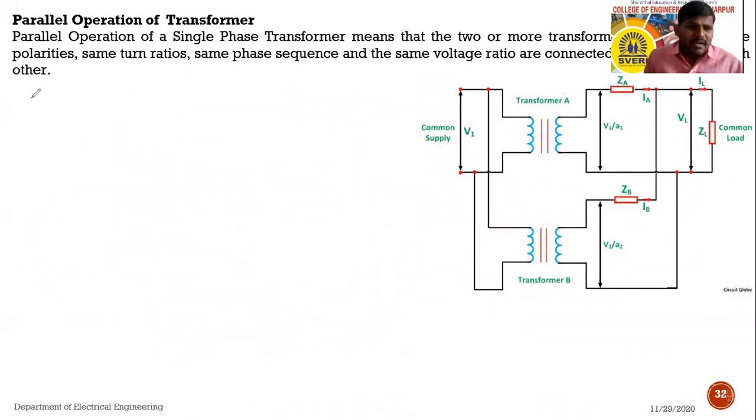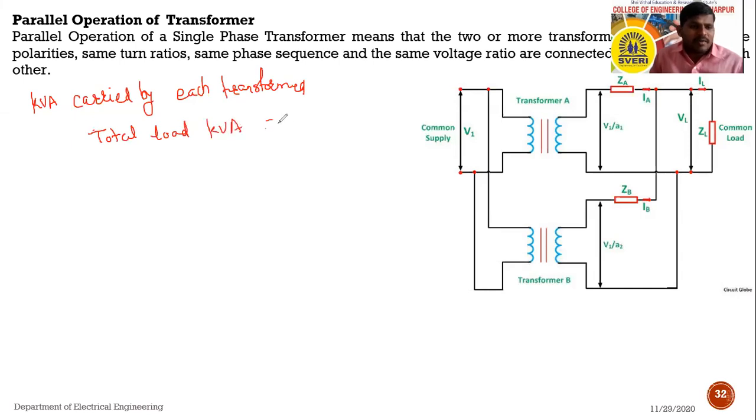Okay. Similarly, we want to calculate the KVA rating, or the KVA carried by each transformer. What is KVA? KVA is nothing but power. So suppose the total load KVA of the transformer is nothing but load voltage V into load current IL into 10^-3. It is nothing but the kW rating. Right? V into I into 10^3 is nothing but k, that is multiplying by 1000, like kilogram, kilometer. So it is nothing but kVA.